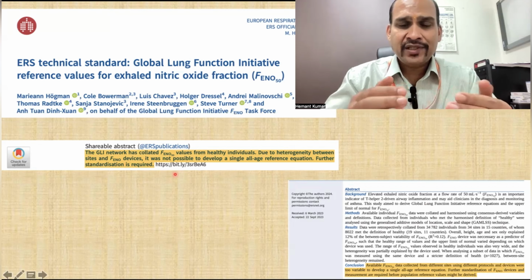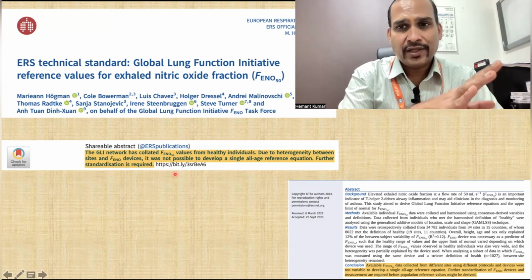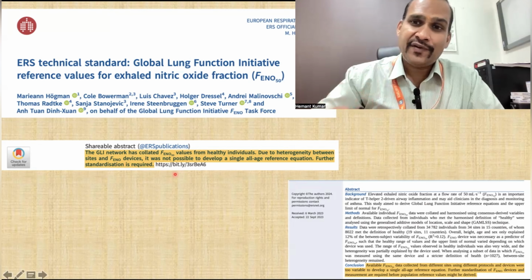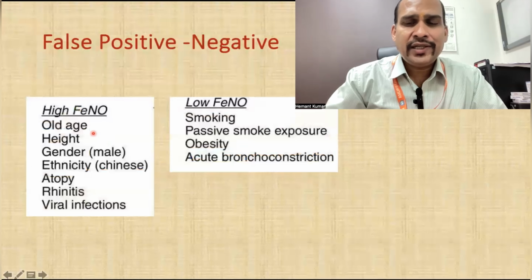So until these reference values come, we will adopt the same values, 25 and 50. Less than 25 is normal, more than 50 is high FeNO, until new values come. So it has many lacunae.